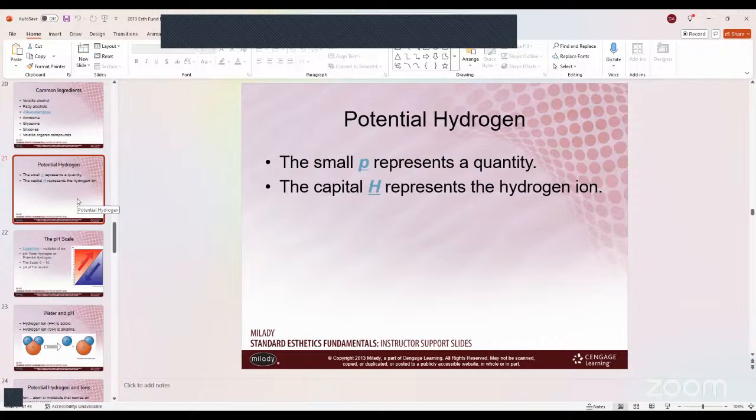On this factor, we're going to close out with pH, and I'm going to do three more slides after this. It's going to cover potential hydrogen. The small p represents quantity, and the capital H represents the hydrogen ion. So pH is always going to be written with a lowercase p and a capital H. One represents quantity and the other one represents hydrogen ion.